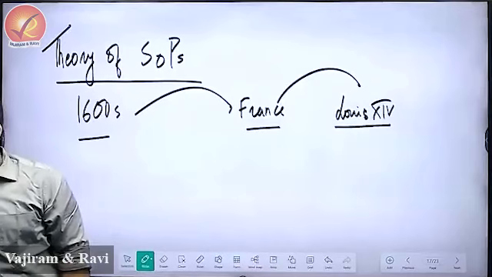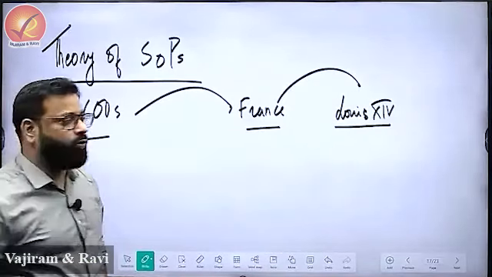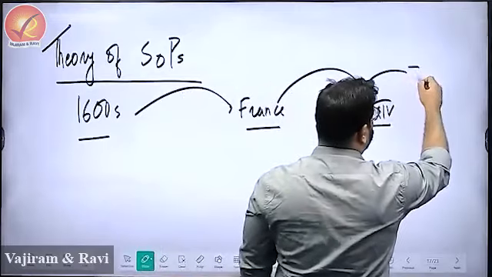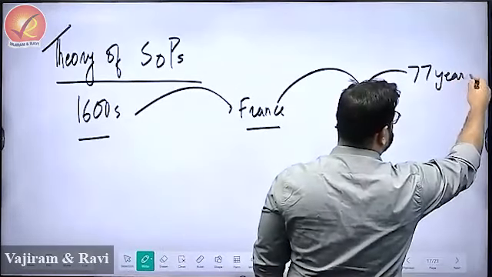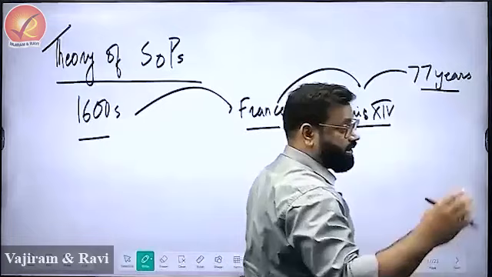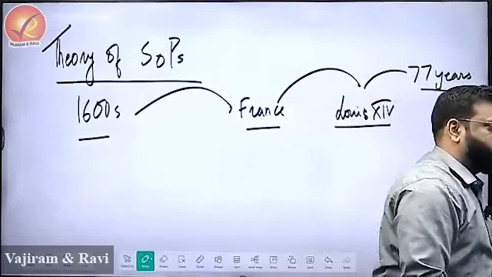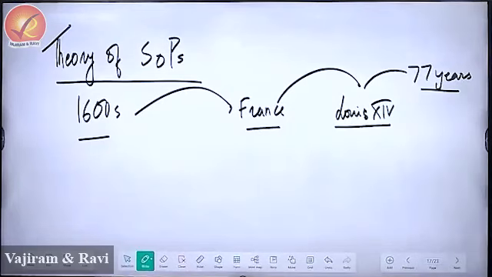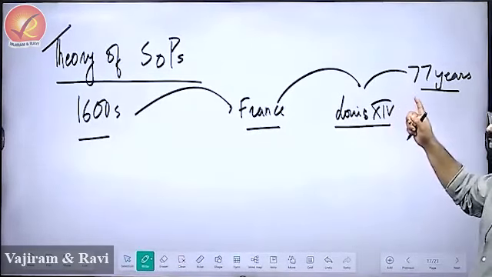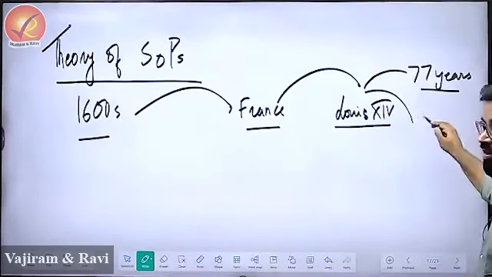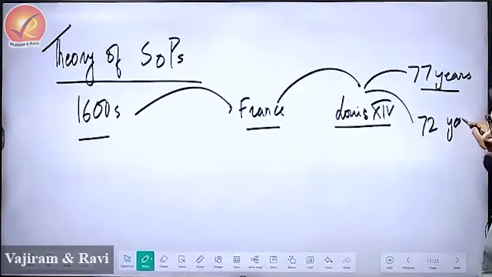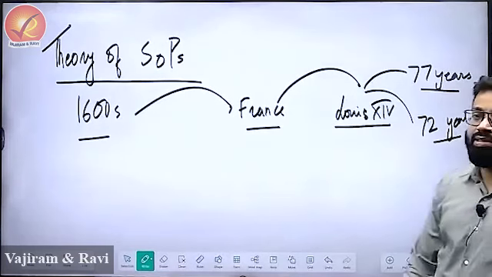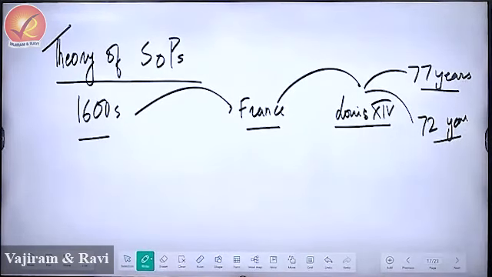Now this person is a little special person. I will tell you, he lived on earth for 77 years. कितने साल जिए ये? 77 years. But that is not important. What is important is, in those 77 years, he was a king for 72 years. Which means, at what age he became a king?